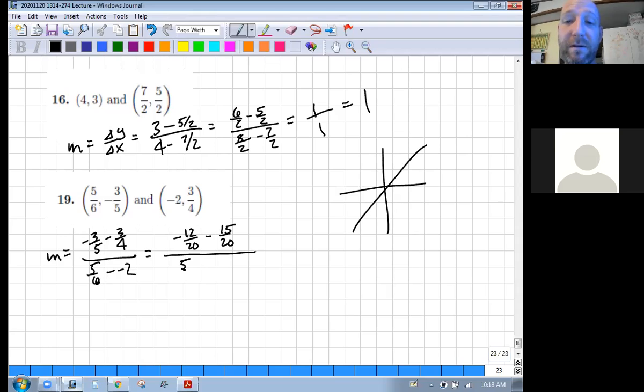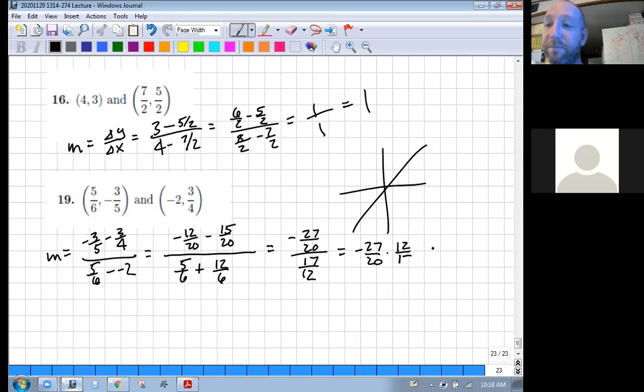Now this one, negative negative is a plus. 2 would be 12/6. So we got negative 27/20 over 17/12. Dividing by a fraction is the same as multiplying by its reciprocal. What is this? It's an ugly fraction, right? 12 times 27, -324 over 20 times 17, 340.